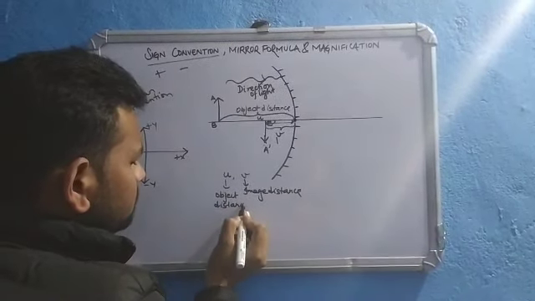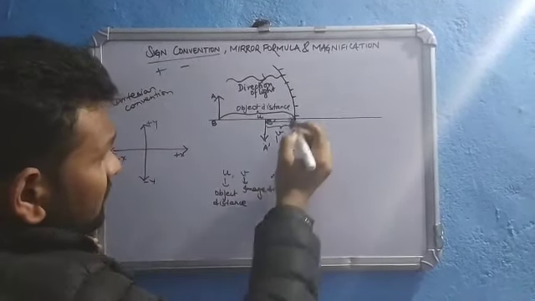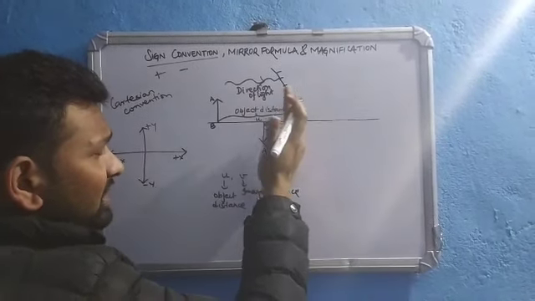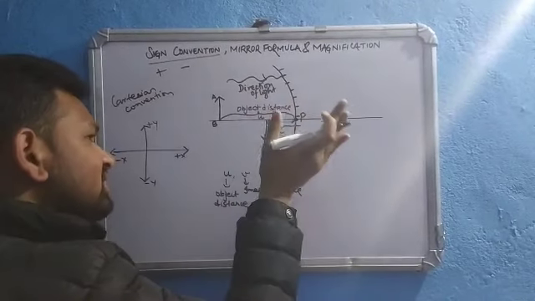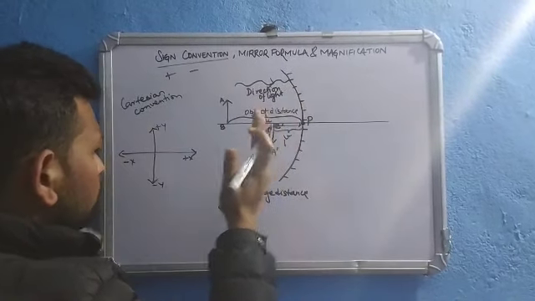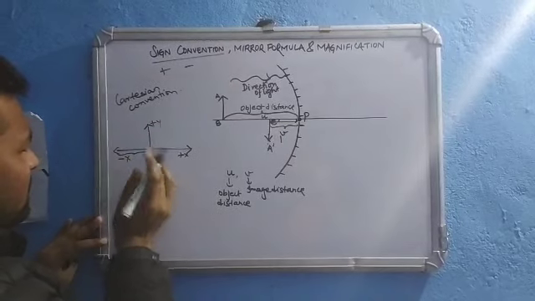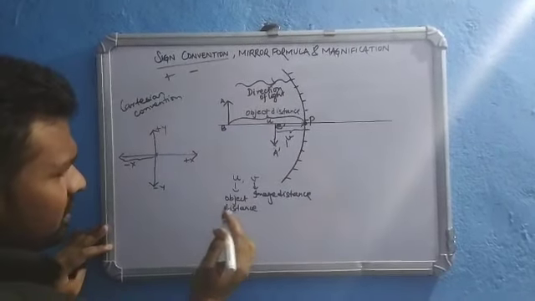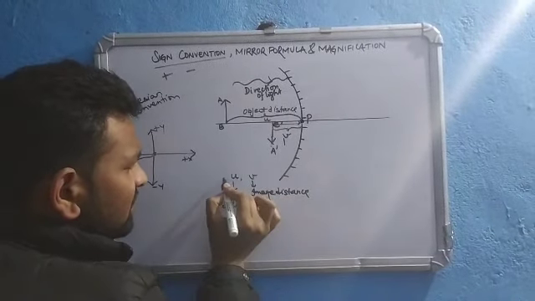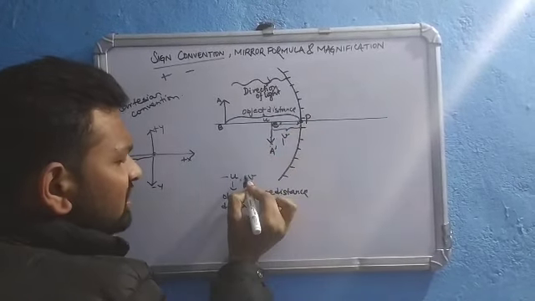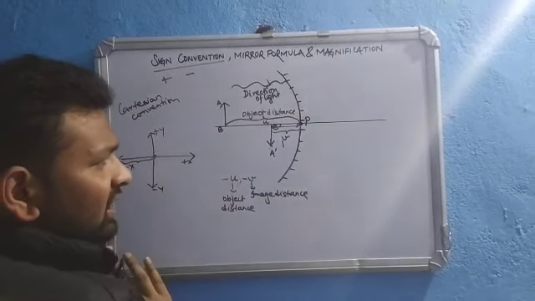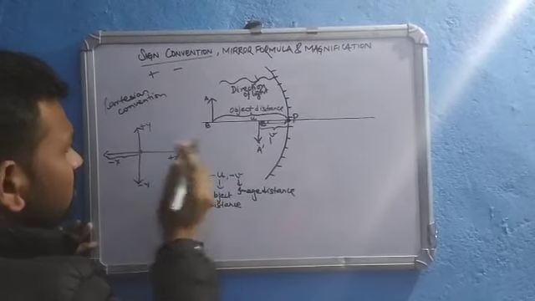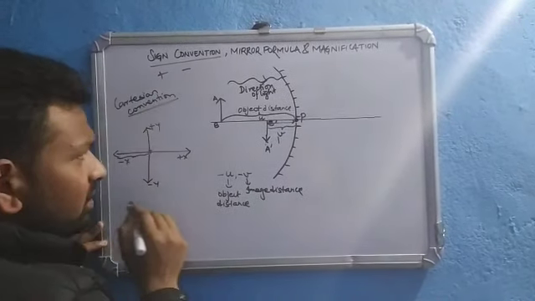Now see, consider this pole to be the origin. This is the principal axis. Object distance is lying this side, towards the left of the origin. So if it is lying towards the left of the origin, that means object distance is negative, and image distance is also negative if it is this side. Are you understanding? As it is lying towards the left side, we are following the Cartesian convention.